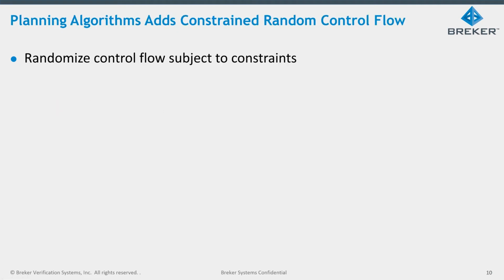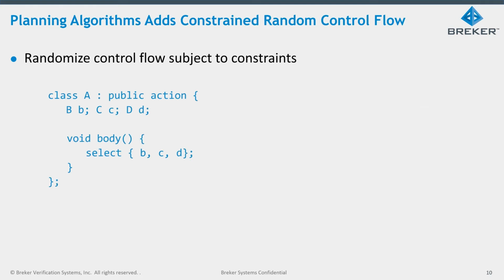What's new? One thing that planning algorithms add is the concept of constrained random control flow. So we can write some piece of code that says, when I get to this action A, I'm going to make a random decision between going to B, C, or D next. Drawn as a graph, that's a decision point A that can go to B, C, or D next. Okay, that's cool.